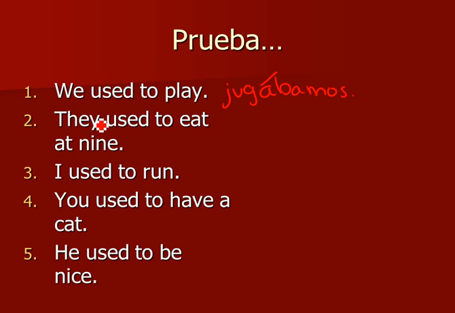So now try, they used to eat at 9. So your verb again is to eat. In Spanish, comer. So I'm just going to give you the stem, com, because we're going to take off that ER to conjugate. Look back at your notes. What kind of verb is comer? ER verb. Now we're looking for they. So it's that last box on the right, the bottom one. Comían.